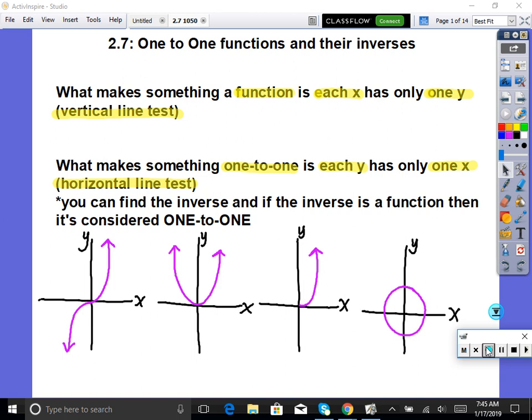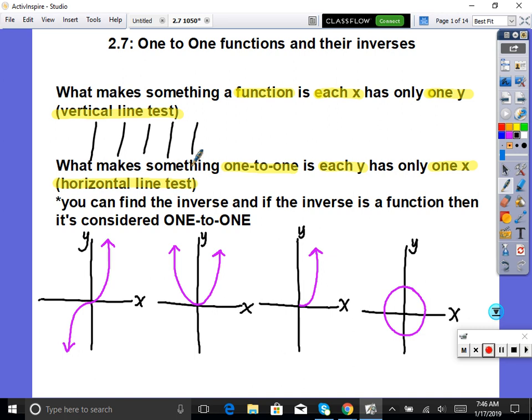What makes something officially a function is each x has exactly one y value. We can tell if something is a function if it passes the vertical line test. If I draw vertical lines and it never crosses my pencil twice in one vertical line, it's considered a function. Something does not have to be a function to be considered one-to-one, and vice versa. So just keep that in mind. They don't go hand in hand.